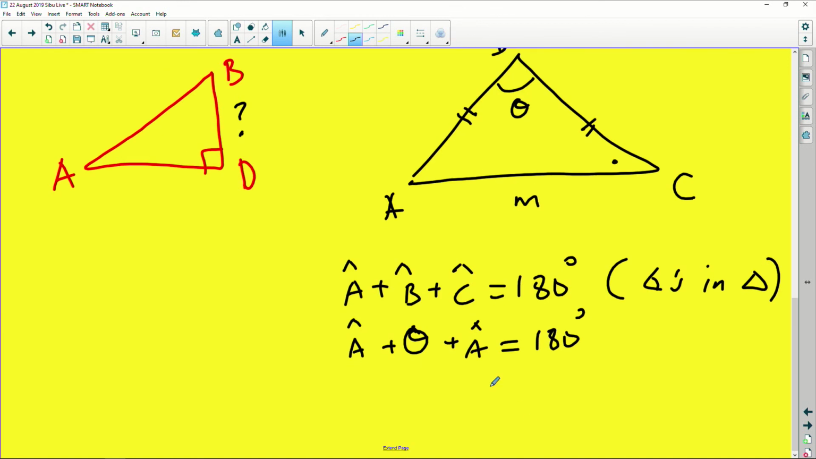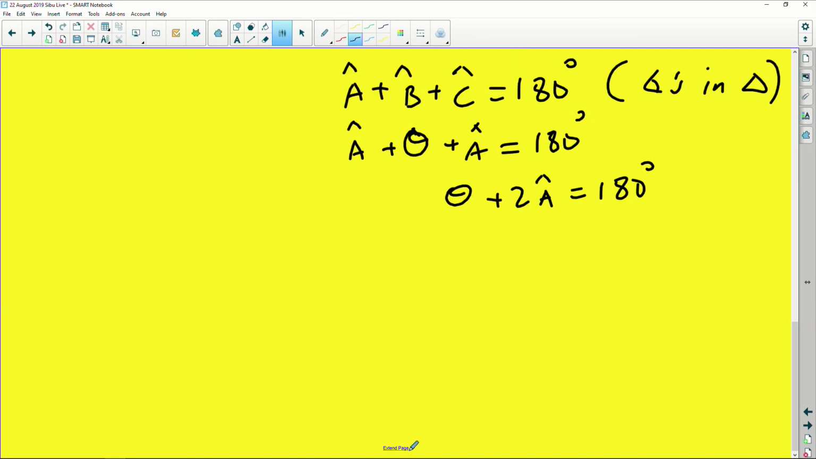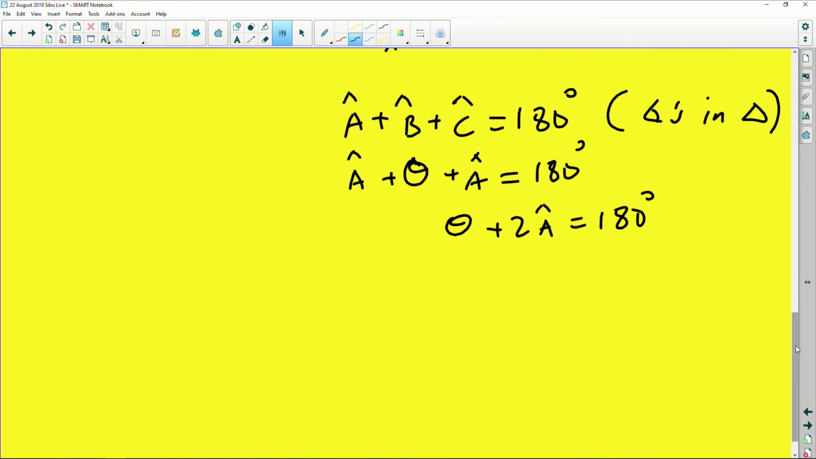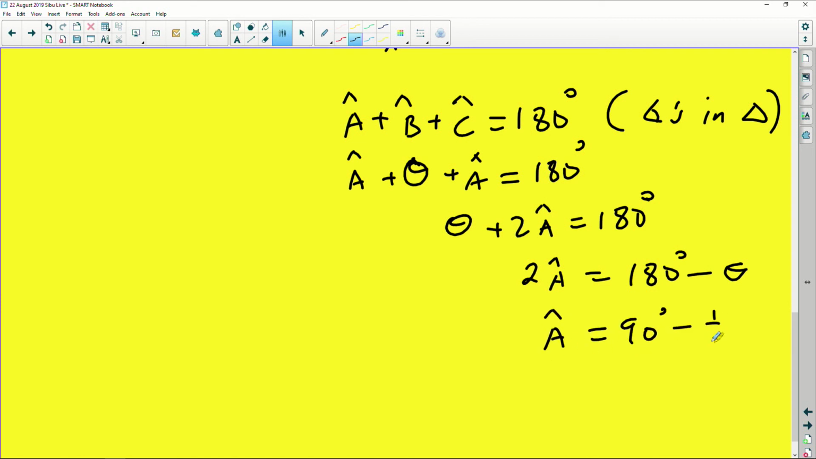If you simplify further, you can clearly see that theta plus 2 times angle A will give you 180 degrees. And if you simplify further, you'll be able to see that 2 times angle A is 180 degrees minus theta. And if you divide everybody by 2, you'll get 90 degrees minus half of theta. Very important for us to keep that in mind.